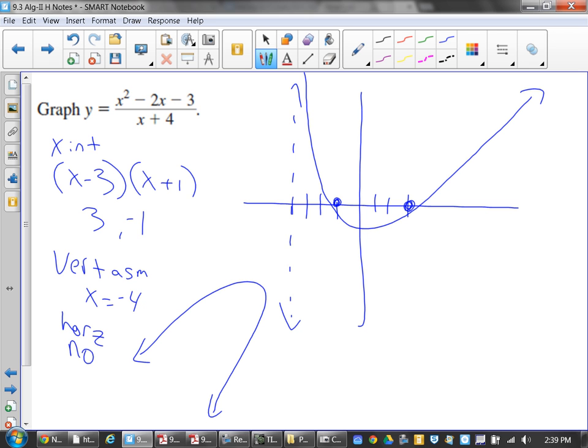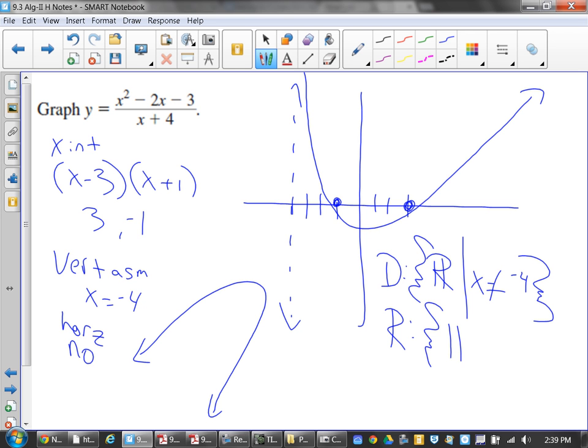Domain and range, remember your domain here is all reals except for what? 3 and -1. -4. Oh, where's your asymptote? Oh, sorry. And then your range is all reals.